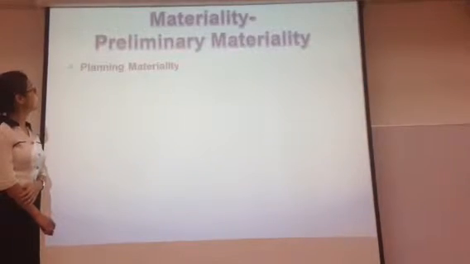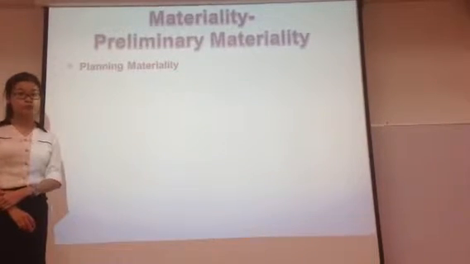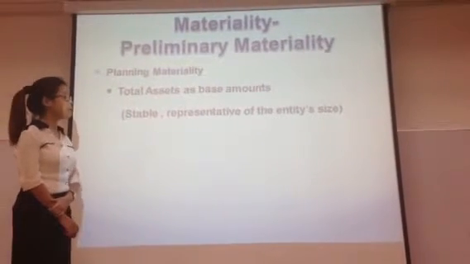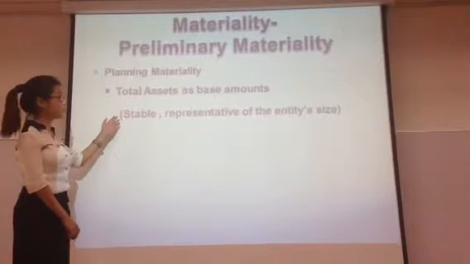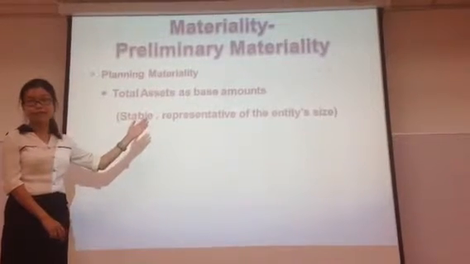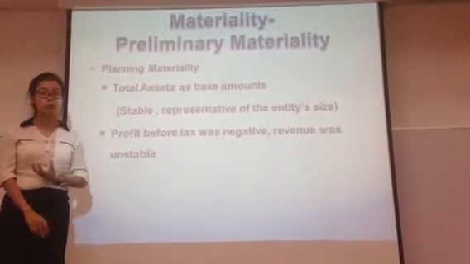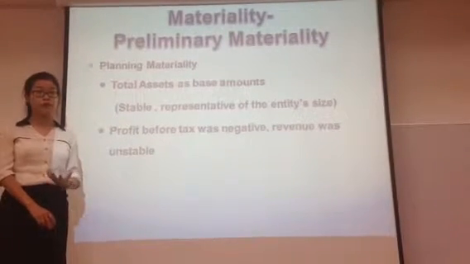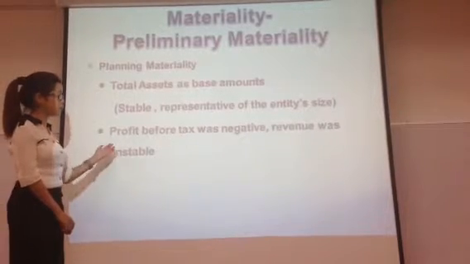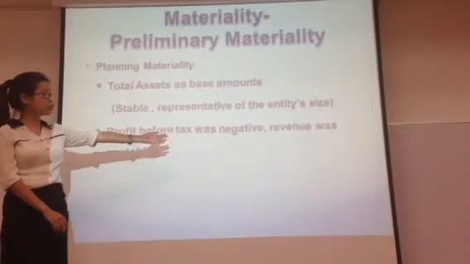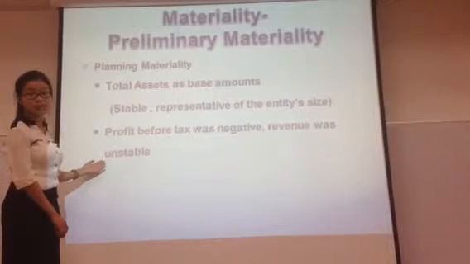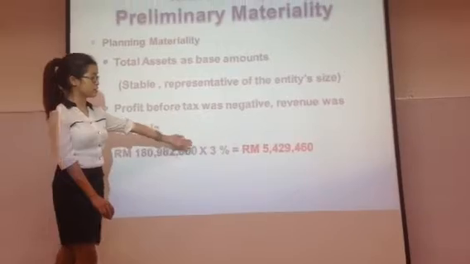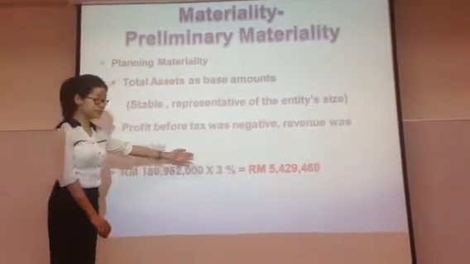So next we'll talk about the materiality. We will use the total assets as the base amount for the planning materiality because it is relatively stable and it is representative of the entity size. The reason why we don't use profit before tax, even though it is the first choice for every audit firm, is because the profit before tax was negative and the second choice, revenue, was unstable as well. So we use the total assets base at 3%, which equals 5 million.